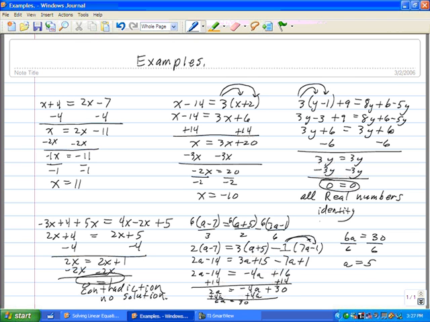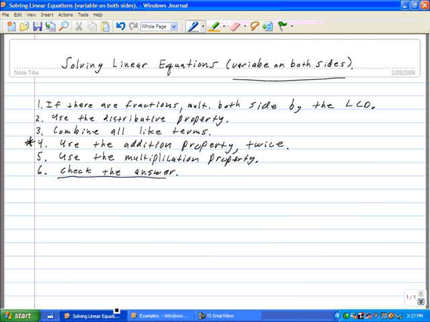Alright, so there are a few examples of solving a linear equation when you have variables on both sides. Again, it is just like solving linear equations when you have variables on one side, the main difference being you have to use the addition property twice. Other than that, it is the same process.